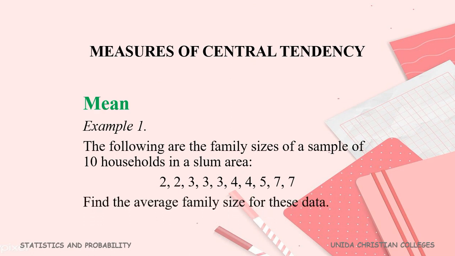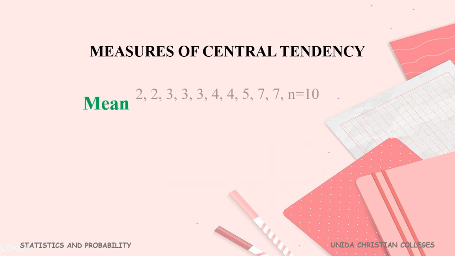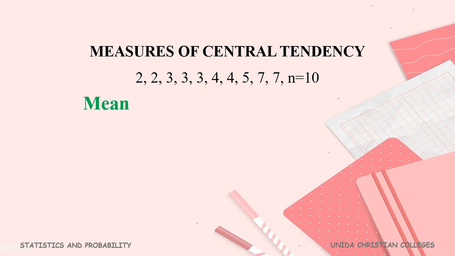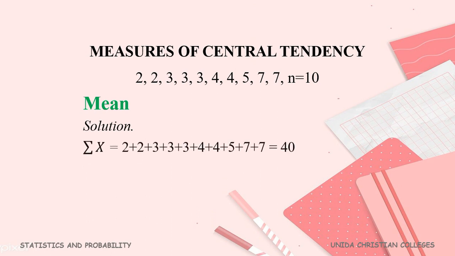So, we need to find the average family size for this data. So, what will be our solution? So, given po natin dyan ang ating data, and of course, the total number of our sample, or the total number of our data, which is 10. And of course, first you need to add all your data. Ayan, and the result is 40. And then after that, kunin natin yung ating total number of sample, which is 10.